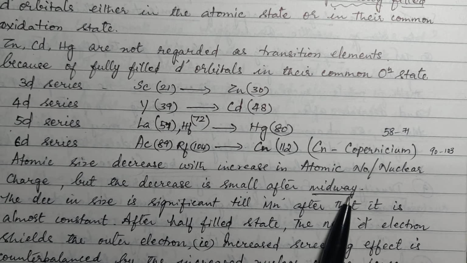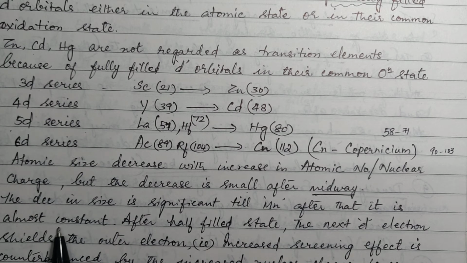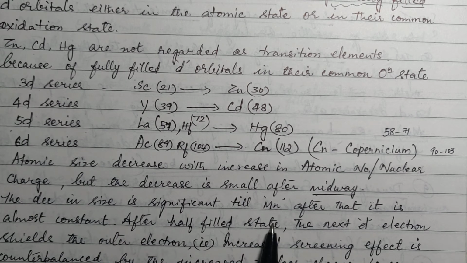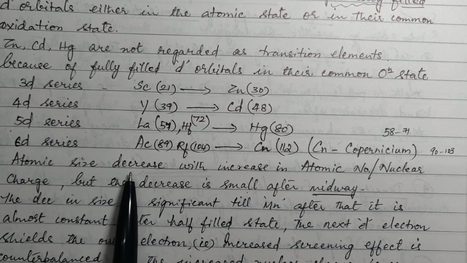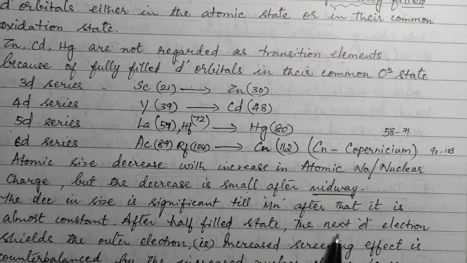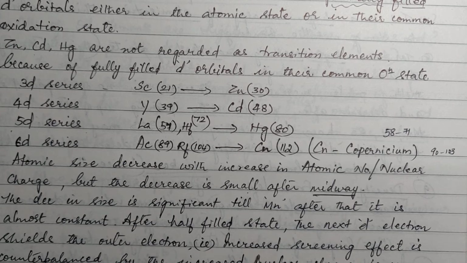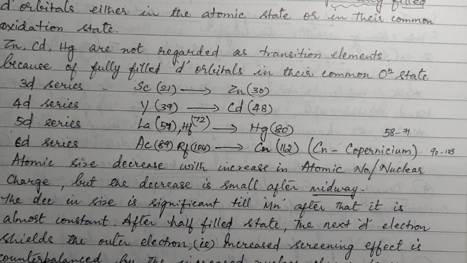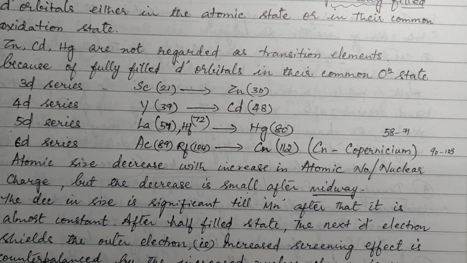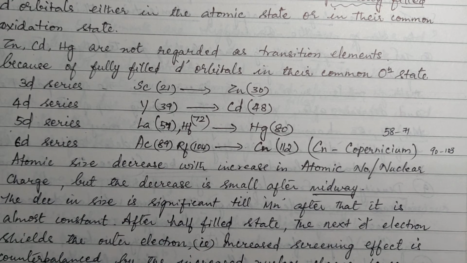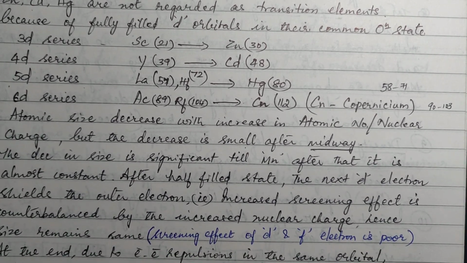Why is it smaller? Because after the half-filled state, once the d orbital gets 5 electrons, the next d electron shields the outer electron. So, because of the increased screening effect, what happens? It is counterbalancing the increased nuclear charge. So, the size remains almost the same. Okay? You know very well that screening effect of d and f orbitals is poor.